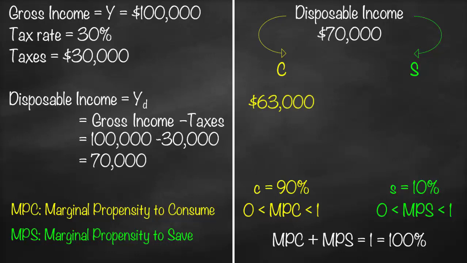What will be our savings? Our savings will be 10% multiplied by our disposable income. So 10% times 70,000 will be 7,000. As you see here, our consumption plus savings must be equal to disposable income.